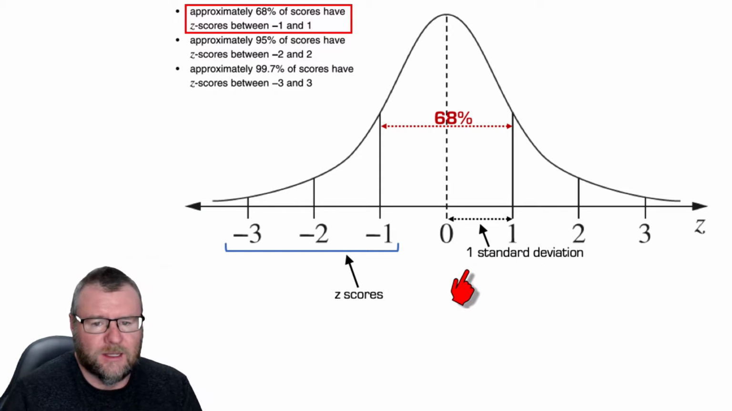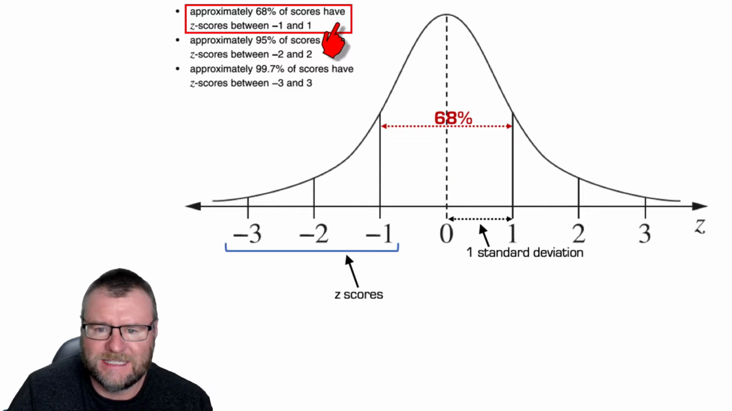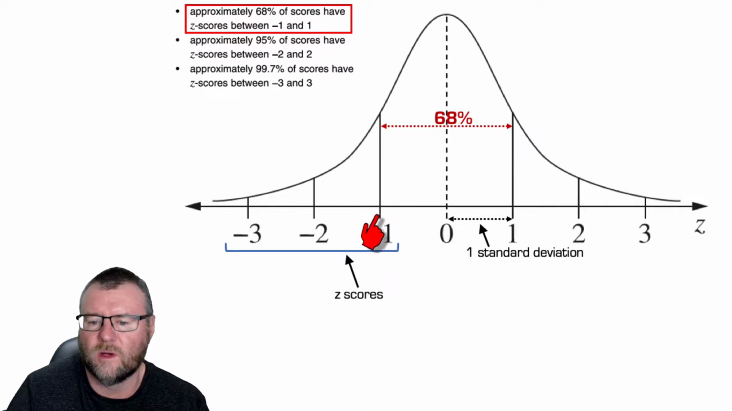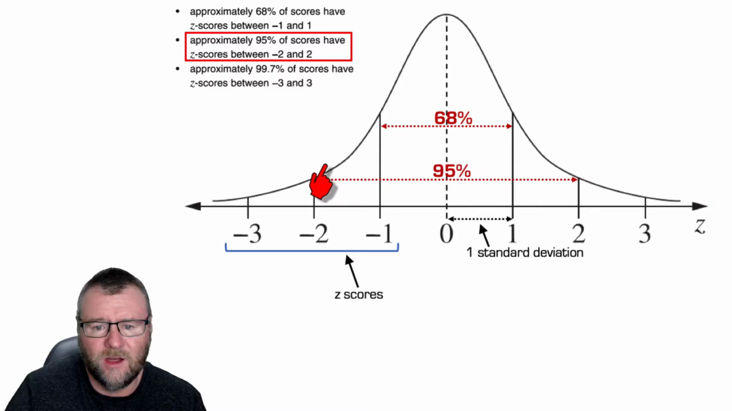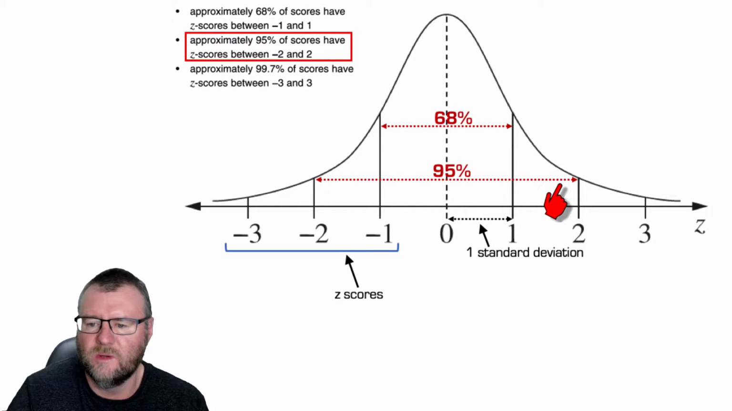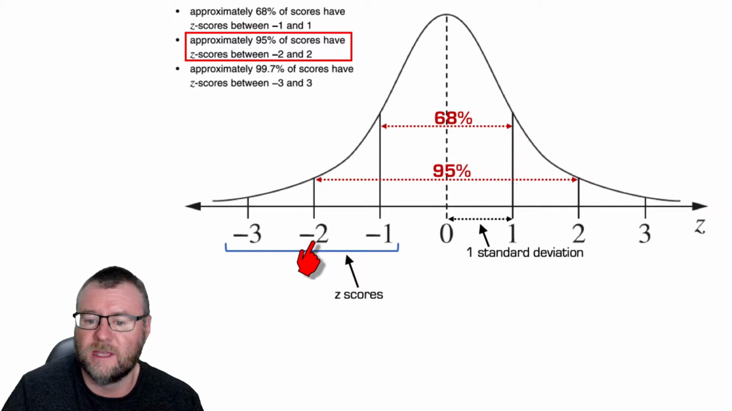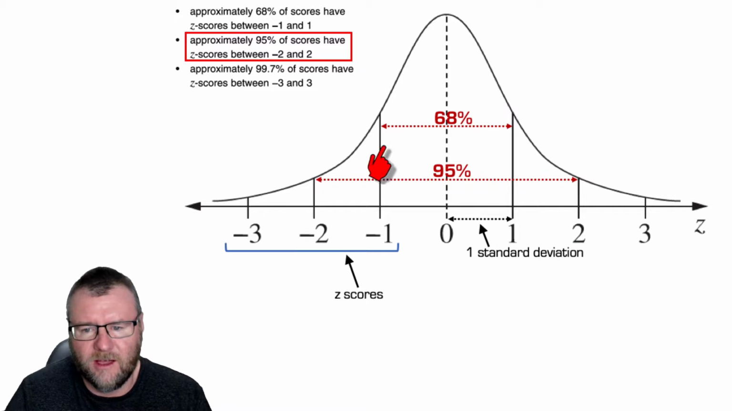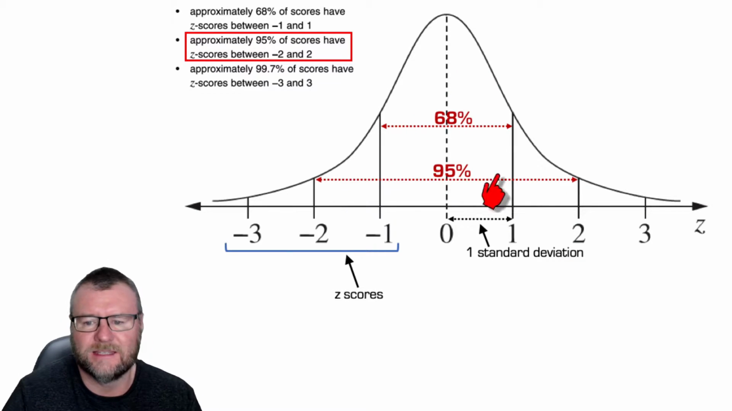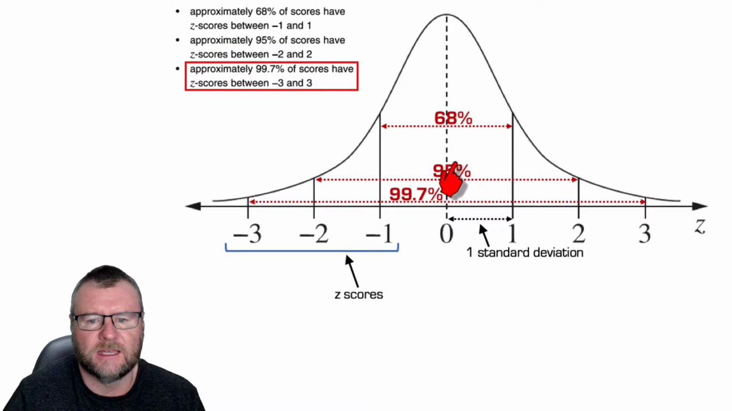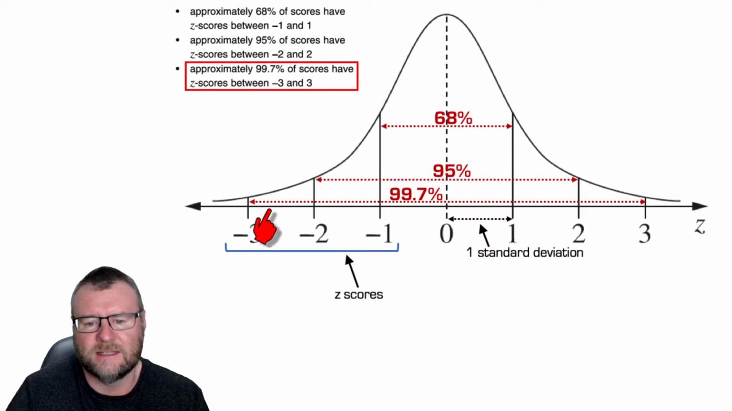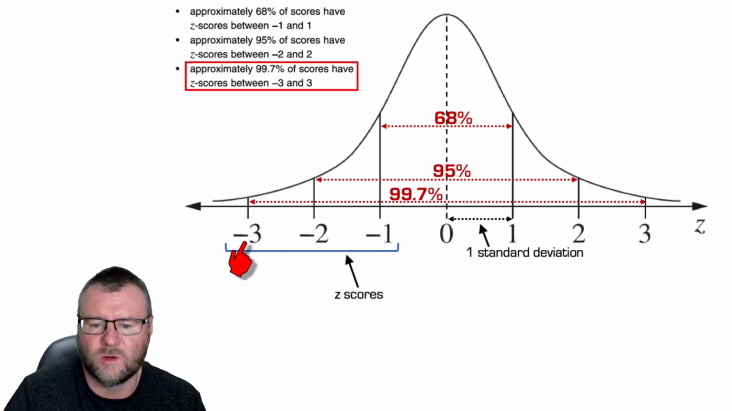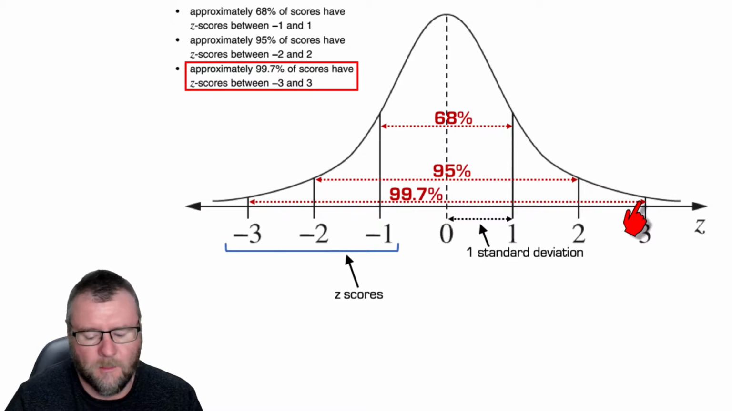So looking at the info we're given, approximately 68% of the scores sit between a z-score of -1 and 1. So on our graph, that's this space in here, right? 95% sit between -2 and 2. So if our data was between these two bounds, a z-score of -2 and a z-score of 2, 95% of our data in a normal distribution will sit within that range. And finally, you can see from our information, 99.7% of all the scores in our data of a normal distribution will sit between a z-score of -3 and 3, which is most of it.